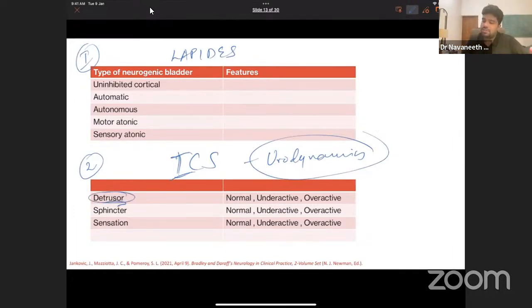So detrusor, sphincter. This sphincter is basically the internal sphincter only. Unless told otherwise, it's the internal sphincter. Then sensory sensations. Whether it is normal, underactive, or overactive in each, you're going to grade it based on urodynamic studies. So based on that, you're going to classify. That is the International Continence Society classification.